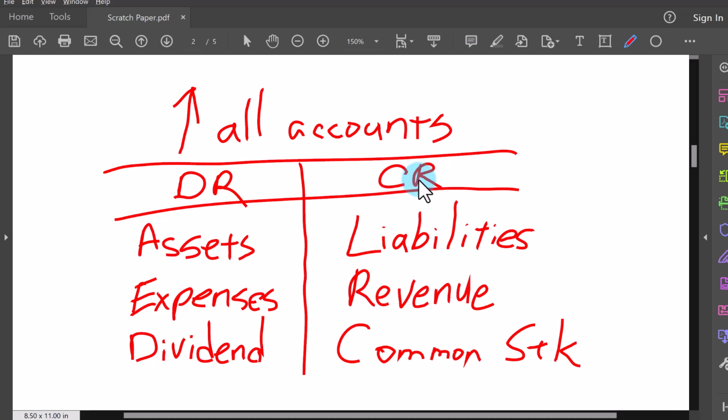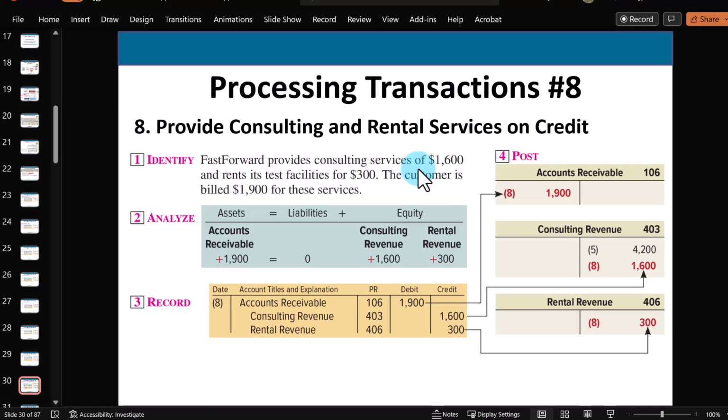So another account has to be debited. And it cannot be cash because we're still waiting to collect the money. Here we have the right to receive the money. And that account is accounts receivable. Okay, increasing this asset. Assets increase with debits.